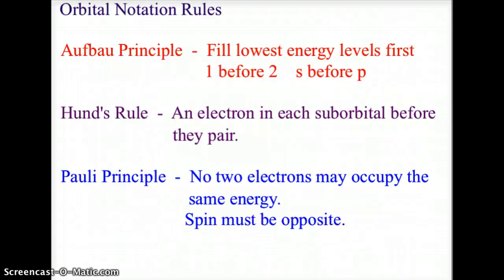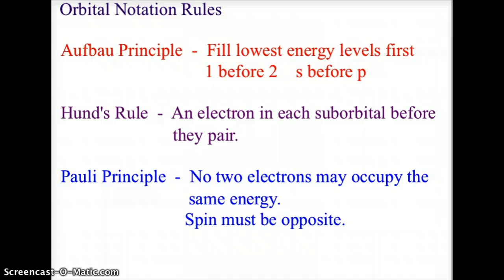Now there are 3 basic rules to the orbital notation. The first rule is called the Aufbau Principle, and the Aufbau Principle says that you have to fill the first level before you fill the second level. So you can't fill a higher energy level until the lower energy level below it has a complete suborbital set.